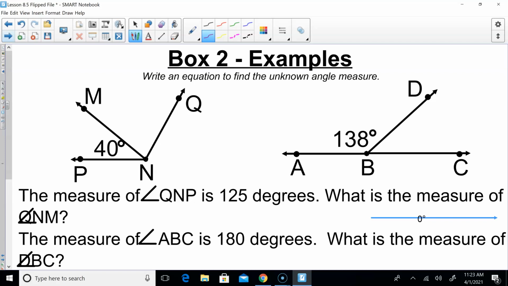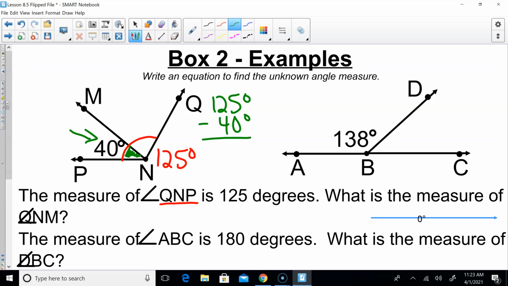Alrighty. So we're kind of looking at this one. So we know QNP. So I go from here to here, QNP. This angle is 125 degrees. I like to draw these out and measure and put down what do I know. Well, I know part of this angle that is right here is 40 degrees, so this part's already accounted for with the 40. So to get the rest of it, I would take 125 degrees minus the 40 degrees I already have, and this gives me an answer of 85 degrees. So what is the measure of angle QNM? It would be 85 degrees.